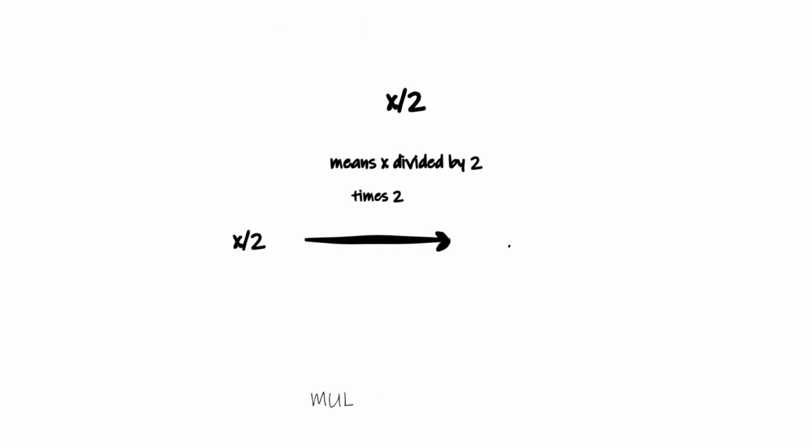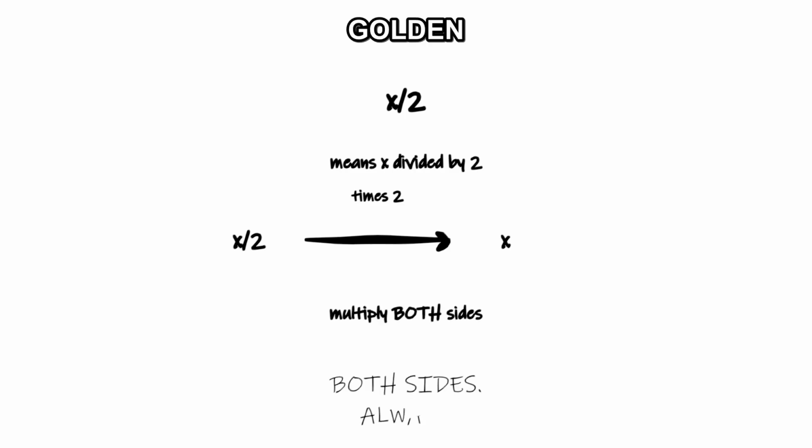So, how do you undo a cut? You multiply. Divide by 2, then multiply by 2, and x walks back out in 1 piece. Multiplying is the undo button for dividing. But do not forget the golden rule from part 1. The scale. If you multiply one side, you multiply the other side too. Both sides, every single time, or the scale tips and the answer is wrong.